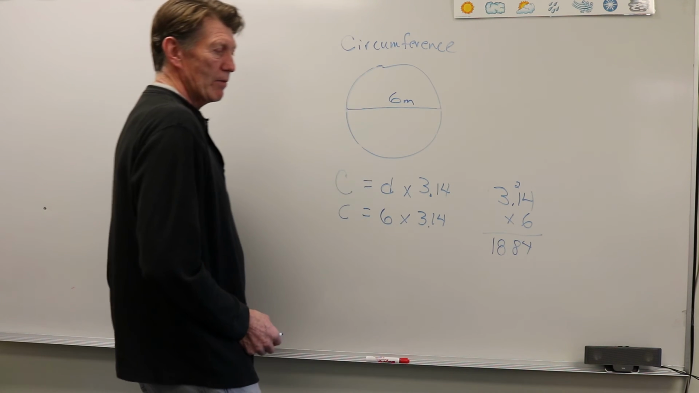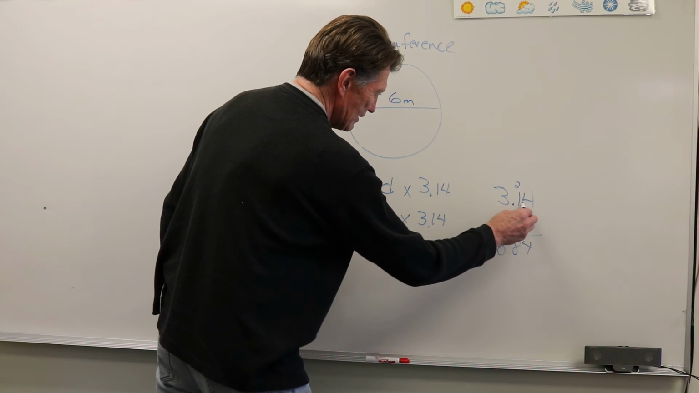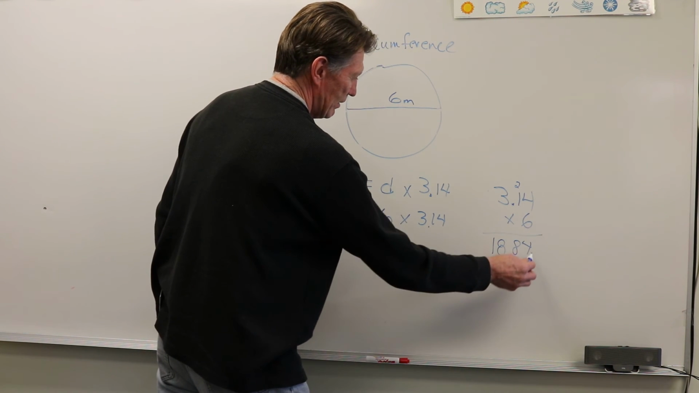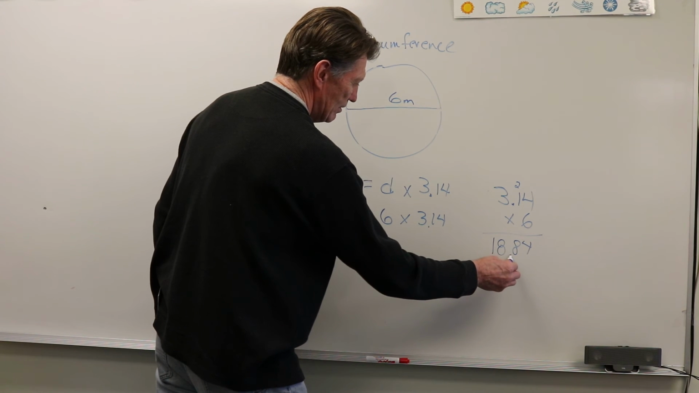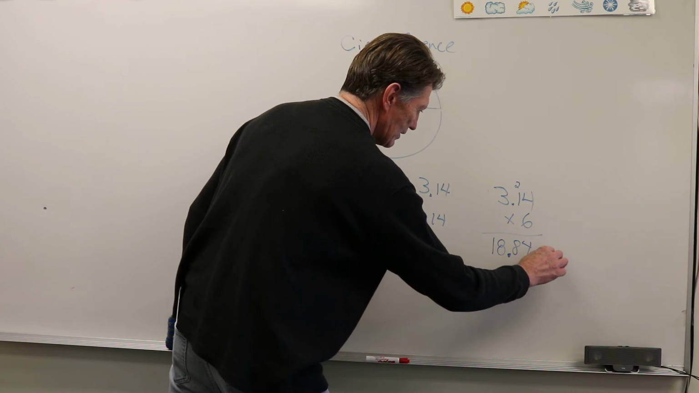We just have one little problem there. Gee, it looks like an awfully big number. So because we had 2 decimal places here, we need to have 2 decimal places in our answer. 1, 2, put our decimal right there. And we know that it's about 18 meters.